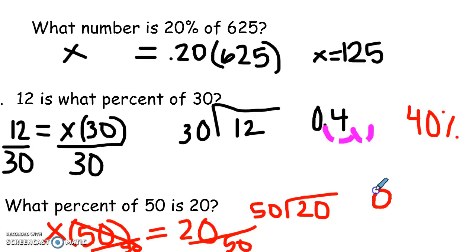Again, you should have gotten 0.4. And again, your answer is a decimal, but it asked you for a percent. So you need to move the decimal 2 places to the right, and it should be 40%.